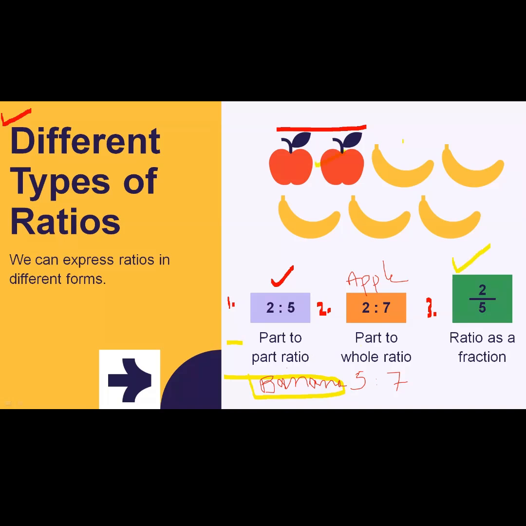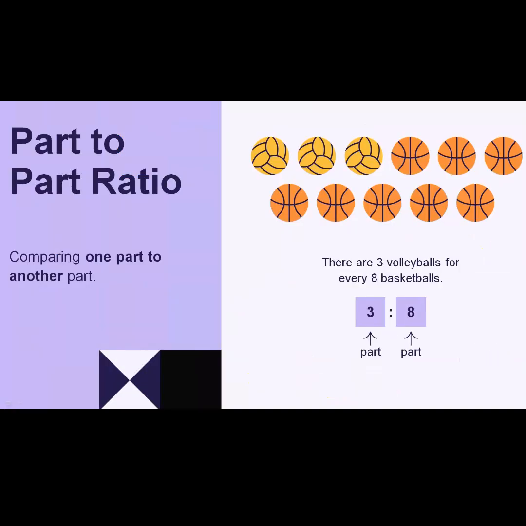The third one is ratio as a fraction. If we are talking about apples, it would be 2 in the numerator and in the denominator there would be 5. So 2 by 5. Now let's discuss this completely.